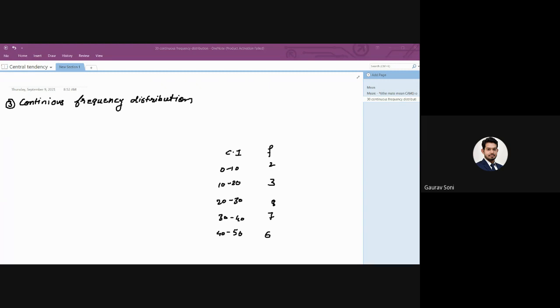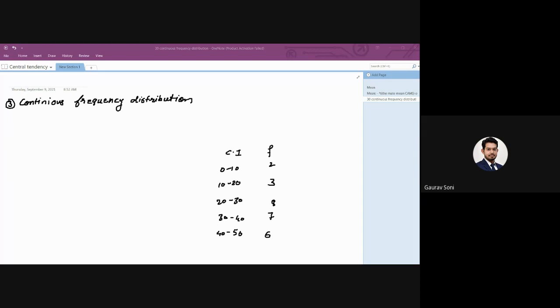The point is, whenever a class interval is there, we consider the corresponding frequency at the class mark. What do I mean by the class mark? Class mark is the central value of that interval. So I'll consider this frequency at 5, and 5 is the class mark of the interval 0 to 10. Correspondingly, I will get the class mark for each and every class interval, and the corresponding frequencies I will consider at those class marks and use the same formula that I did earlier.